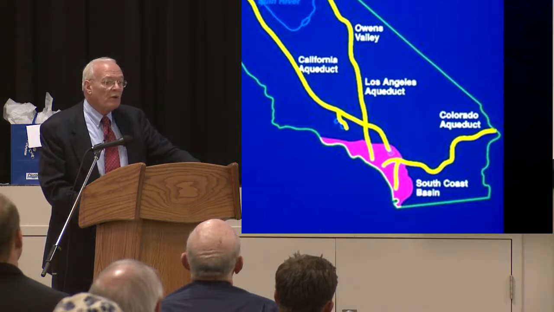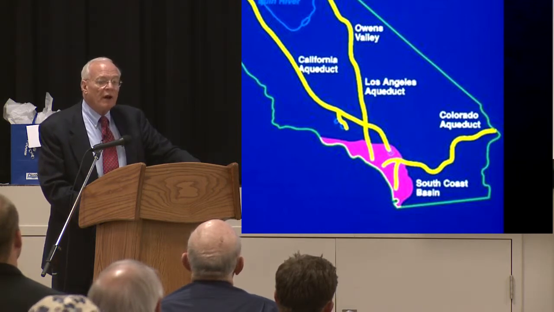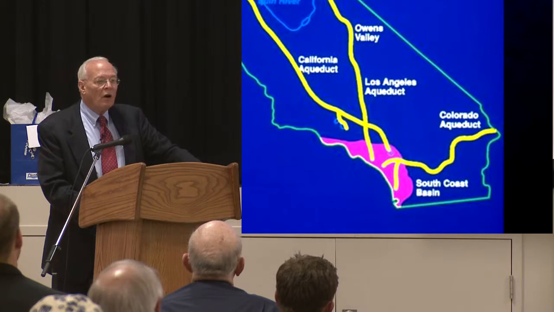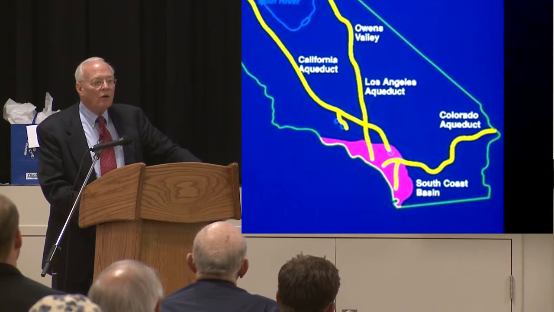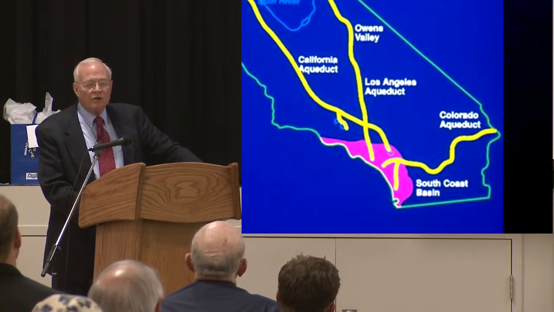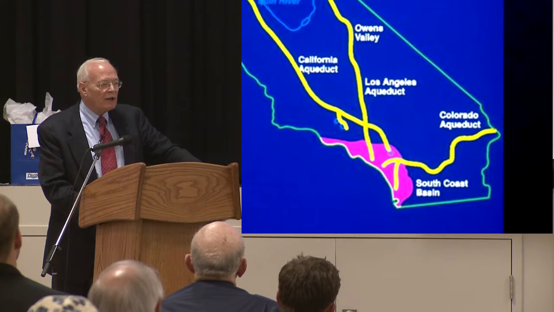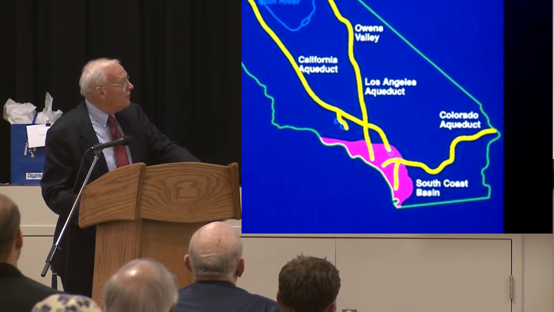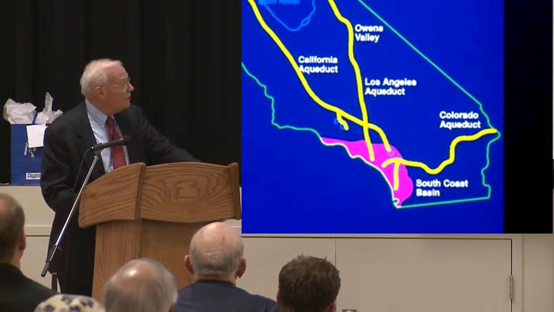The difficulty was that nobody had ever defined what water was appurtenant to the land. And so we have been treated to over 100 years of conflict and legal maneuvering and violence over one or another issues related to the export of water from the Owens Valley to Los Angeles.